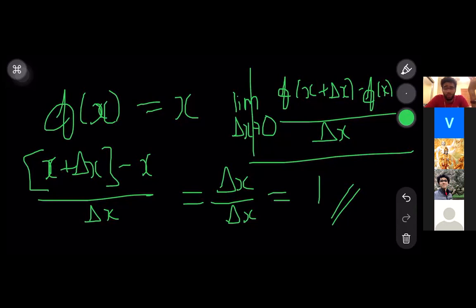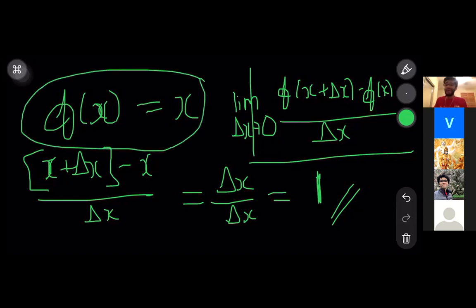It so happens to go to 0, and we don't really care about it because when we finally apply the limit as delta x goes to 0, it doesn't even exist because finally I'm only left with 1, and I can say limit delta x goes to 0 of 1. It'll still stay 1 because delta x is not even there. And the meaning of this whole simplification is the fact that f of x equals x has slope 1.